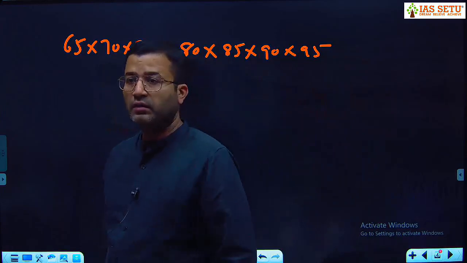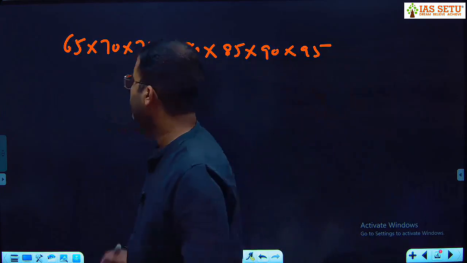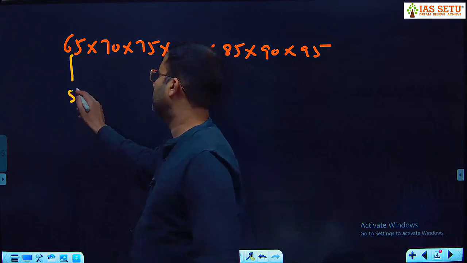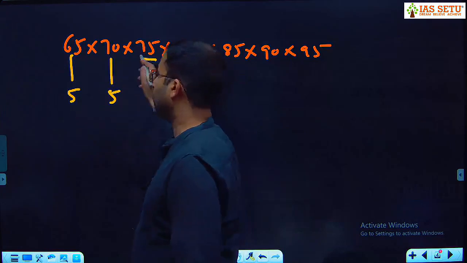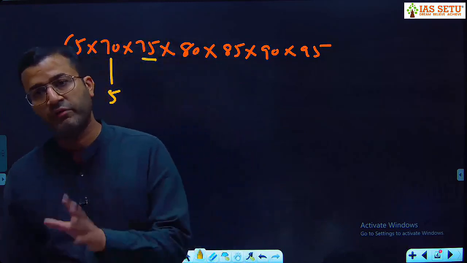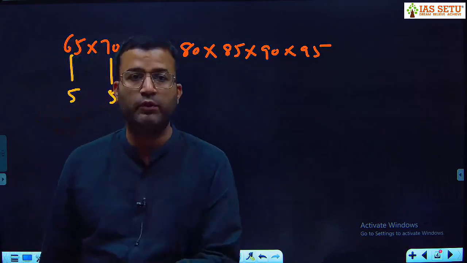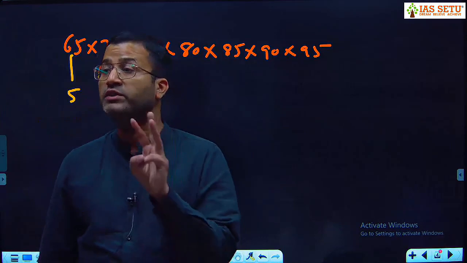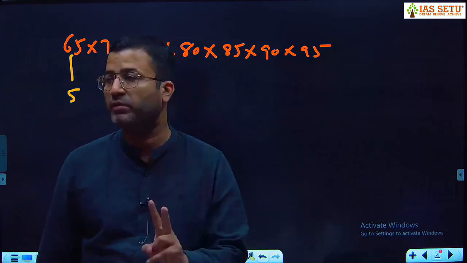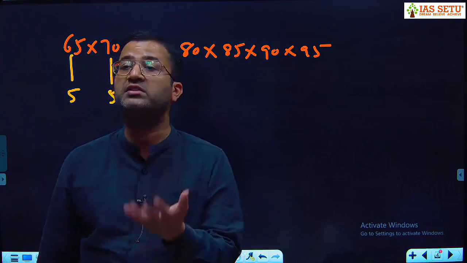Done? Those who are done, what is your answer? 65, there is one 5. 70, there is one 5. I can give an idea. If it is a multiple of 5, 1 5. If it is a multiple of 25, 2 5s. If it is a multiple of 125, 3 5s. 5 में एक 5 है, 25 में दो 5 हैं, 125 is 5 cube.